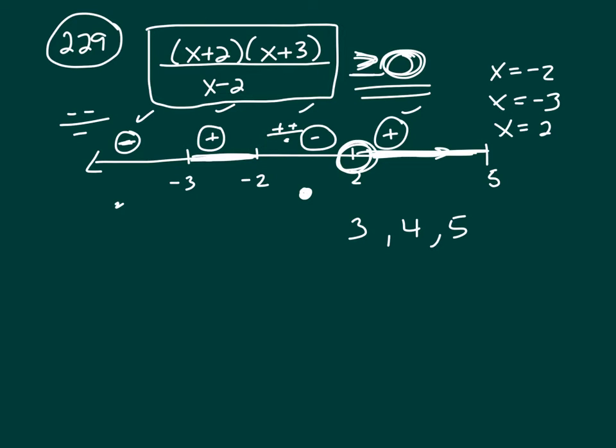And so, it says less than 5, so 5 is not included. Sorry, it's not included. And then we've got negative 2. That gives you 0 on the top, and that's perfectly fine, and negative 3. So how many are less than 5? 1, 2, 3, 4.